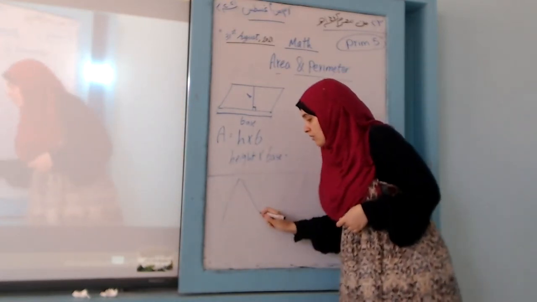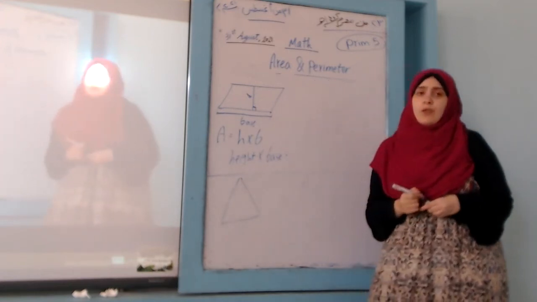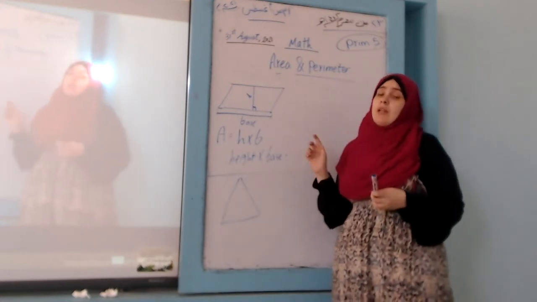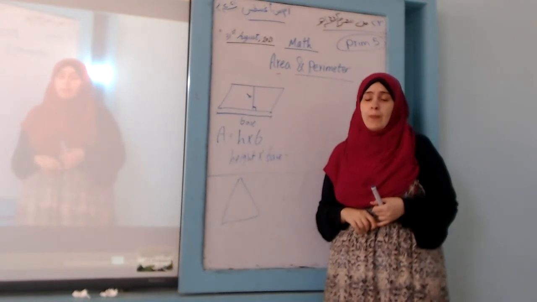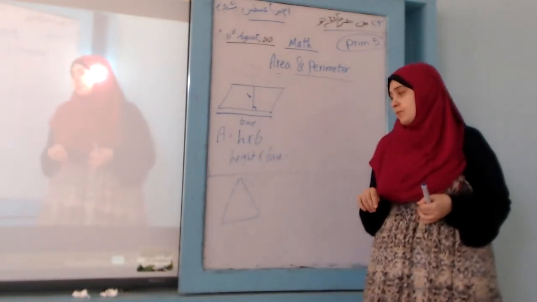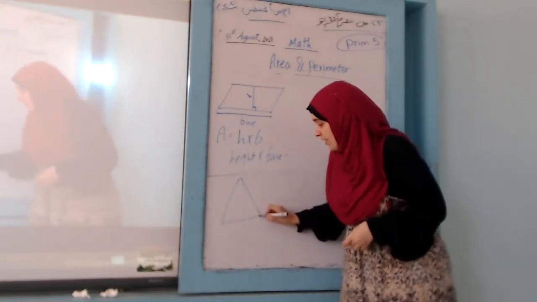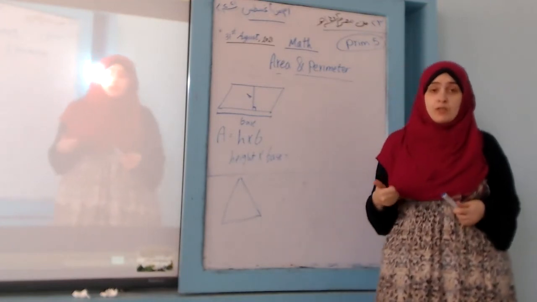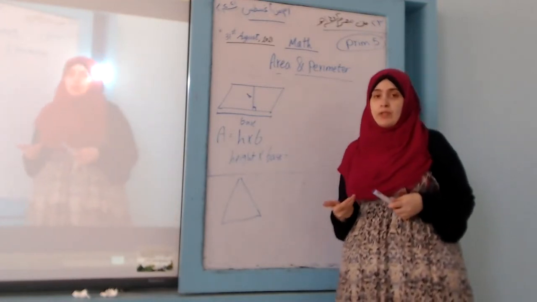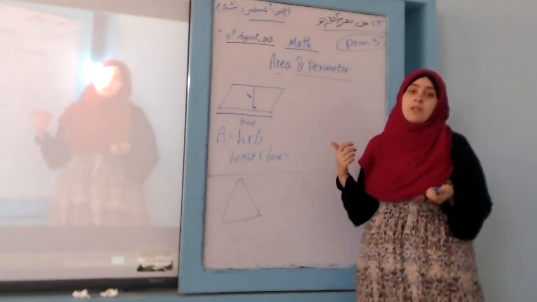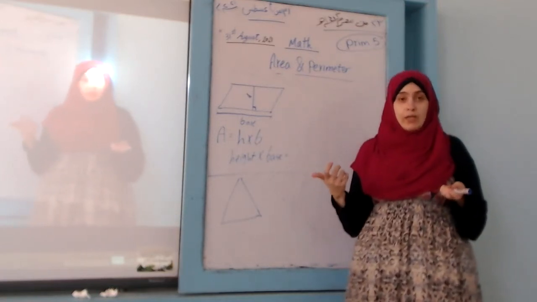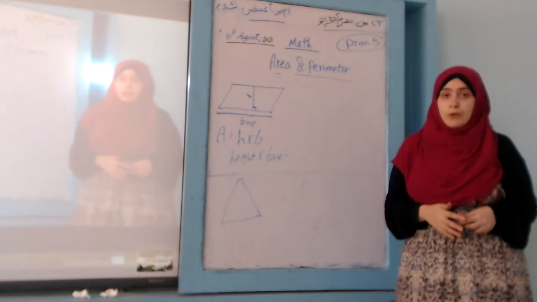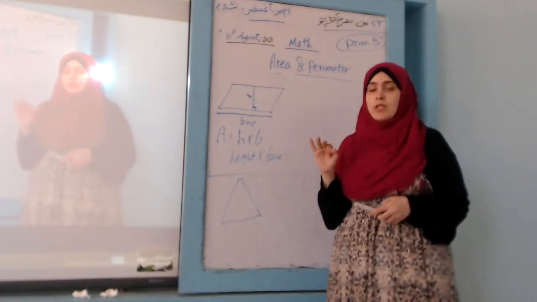I have also the triangle. I have 3 types of triangle according to its length: isosceles triangle, equilateral triangle and scalene triangle. Let's remember together, scalene triangle means I have different sides in length. Isosceles, if I have 2 sides equal in length. The equilateral triangle has 3 sides equal in length.